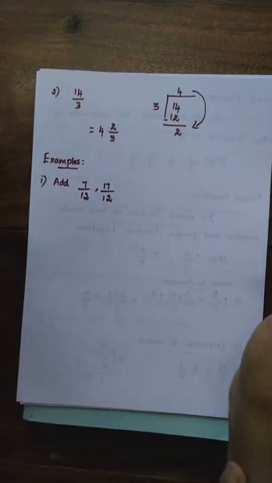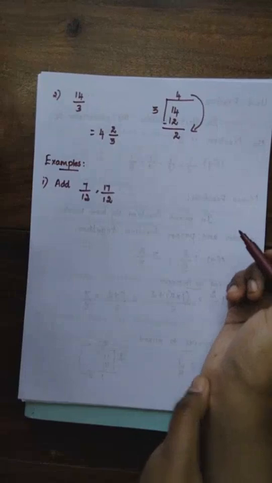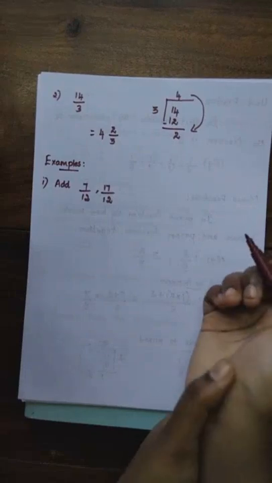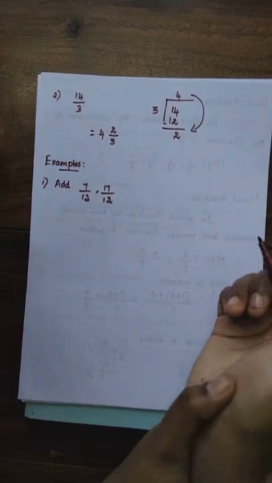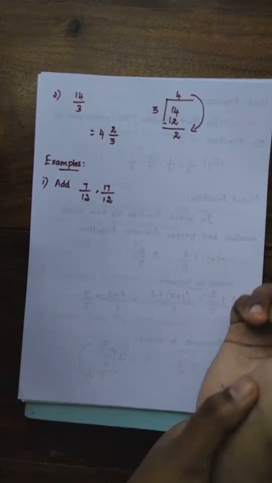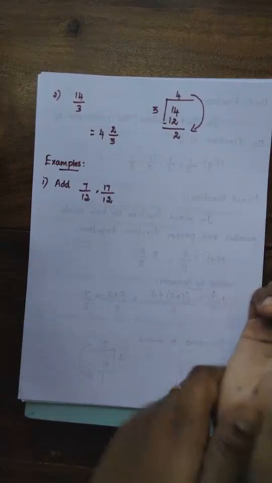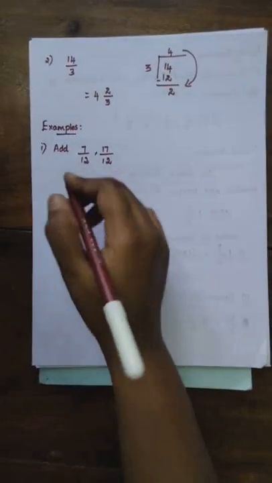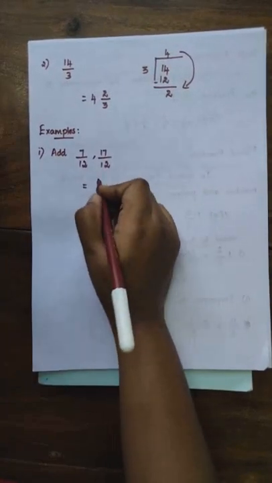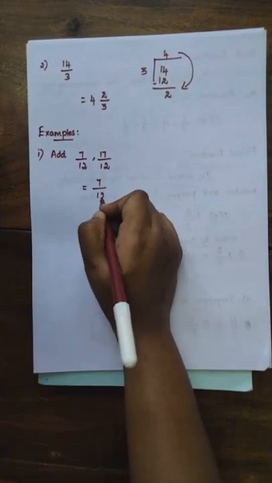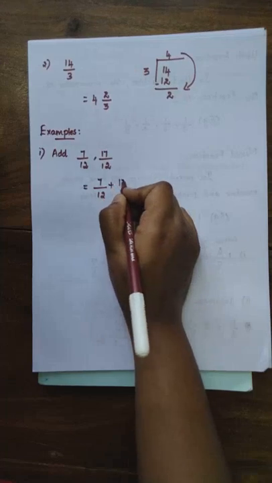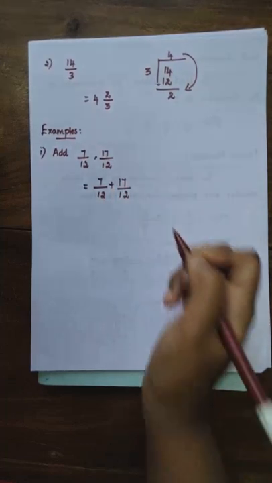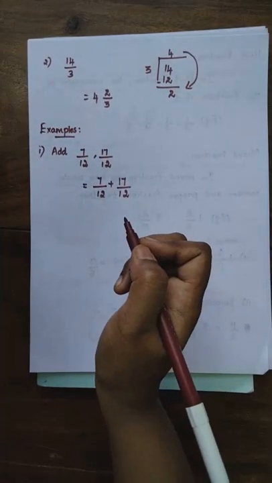Okay, next we are going to see some examples. So first example is add 7 by 12 and 17 by 12. We are going to add these two fractions. So 7 by 12 plus 17 by 12.